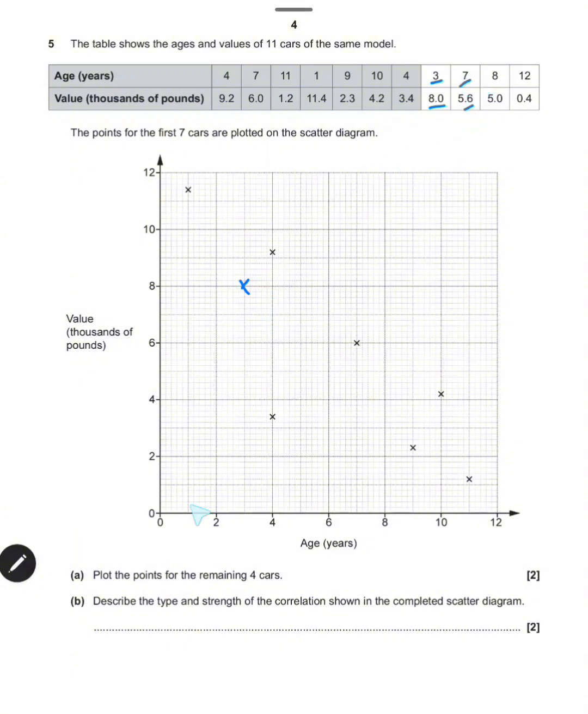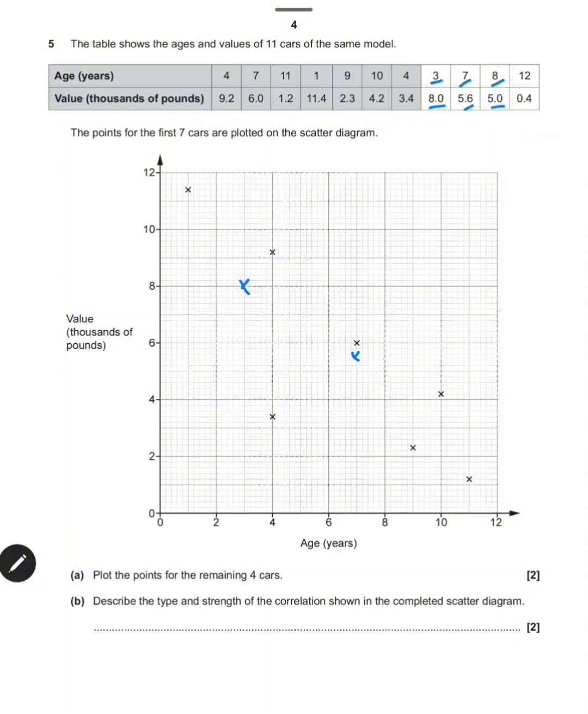Across to 7 up to 5.6. Again, 2, 4, 6, 7 must be there. Here's 5. And it's not 5.1, 2, 3, 4, 5. It's got to be 5.2, 4, 6, 8, 10. So 5.6 will be 5.2, 4, right there.